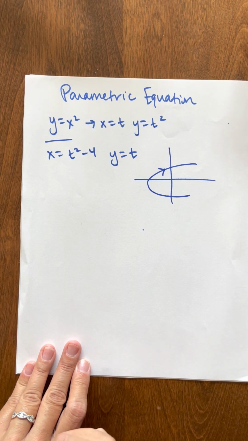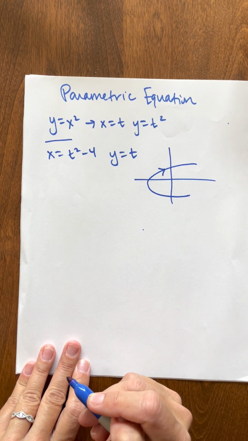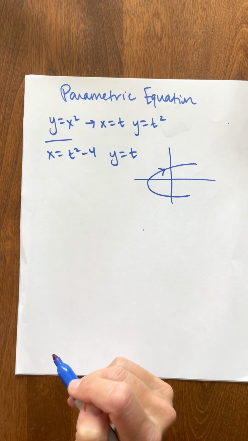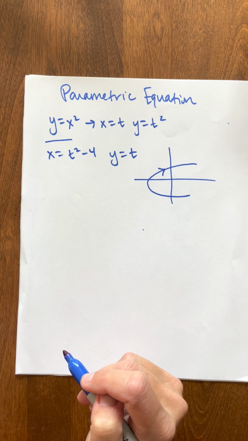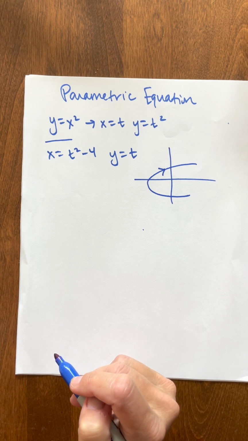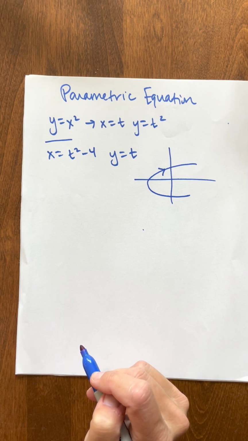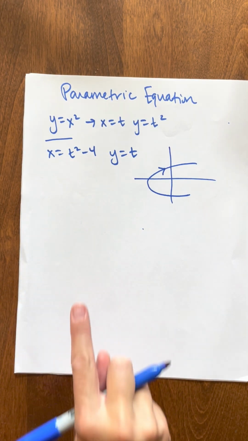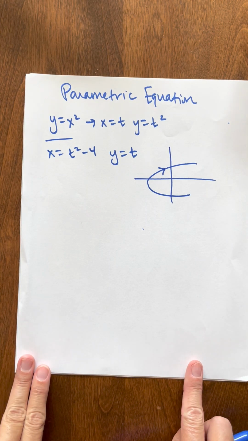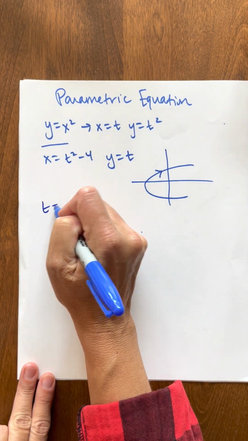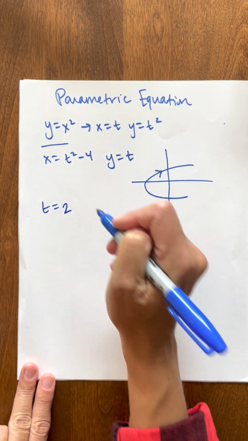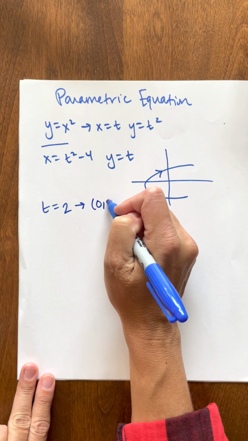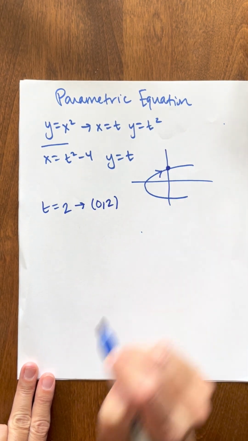So if I want to apply rules of calculus to this, and I want to find the slope at a point, well, first we need to figure out how we find a point. Remember that like we did with linear functions, any time you plug in one t value to both x and y, you'll get, in this case, an ordered pair. So if t equals 2, this will kick out the point 0, 2, which is right here.